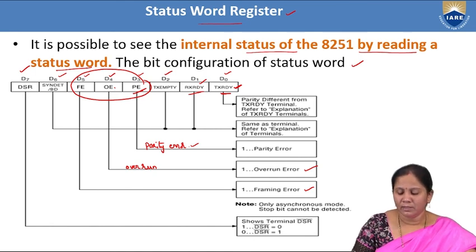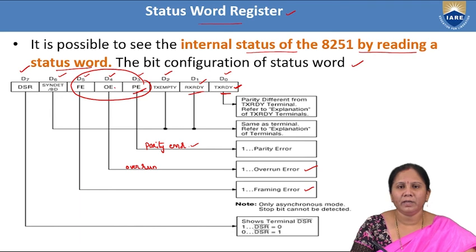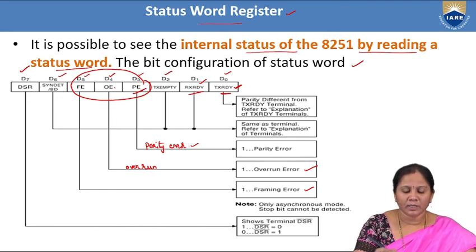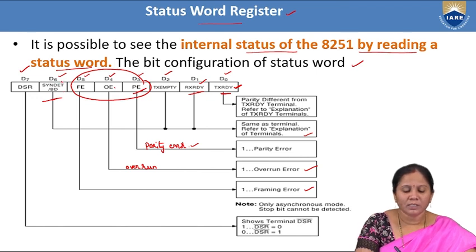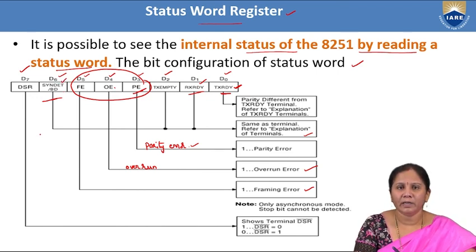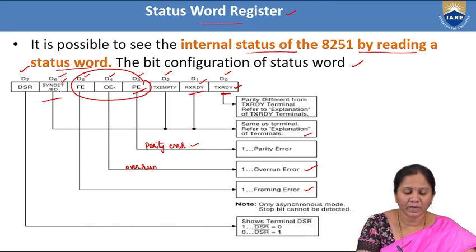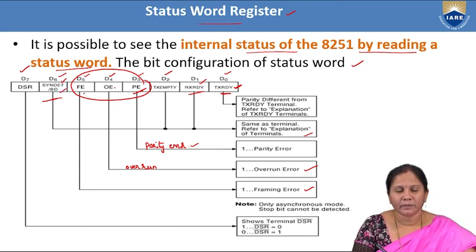And the next D6 bit is SYNDET, that is sync detect and break detect. Generally they share the same terminal. If the 8251 is operating in the synchronous mode, the sync detect will be activated. If it is operating in the asynchronous mode, the break detect will be activated.